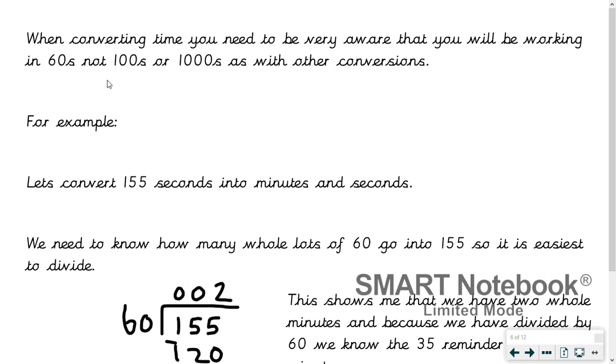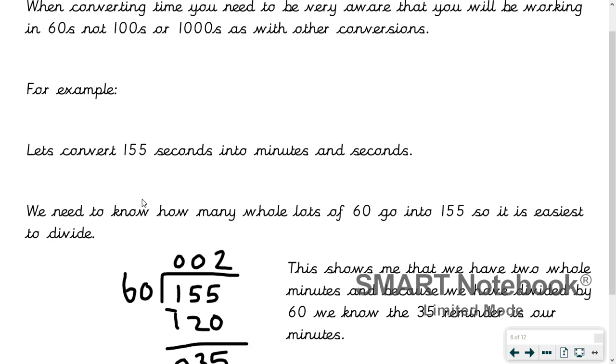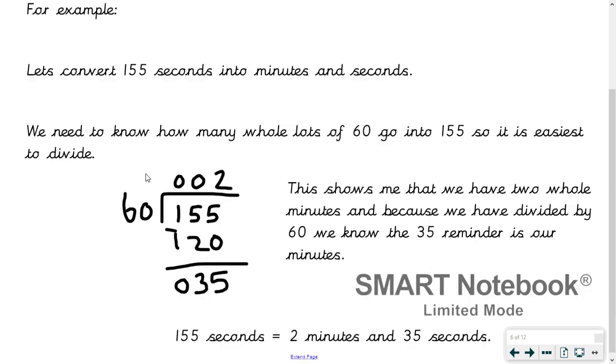For example, if we convert 155 seconds into minutes and seconds, the way we do that is we need to find out how many whole lots of 60 there are, because that is a minute. We need to find out how many of those 60 seconds go into 155, how many lots. So I did a division. I did long division, which didn't actually end up being that long. So 60s into 1, 0, 60s into 15, 0, 60s into 155, 60, 120 goes 2.